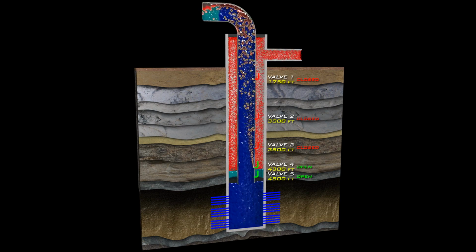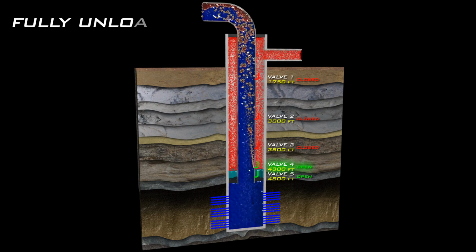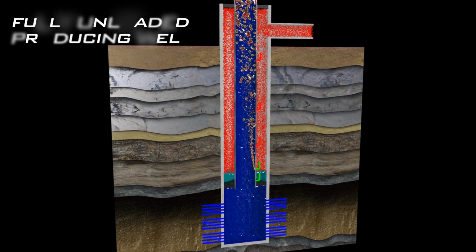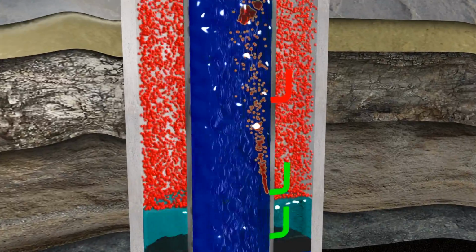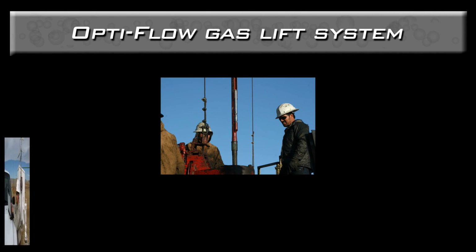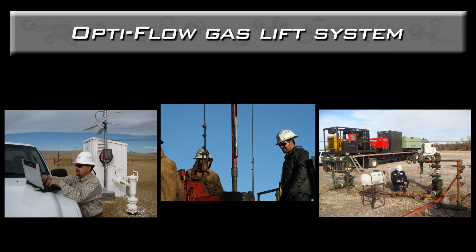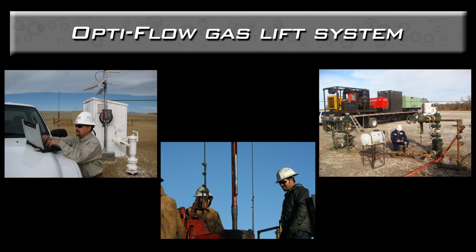The valve at the point of injection remains open, as does the submerged valve below it. Fluids can continuously unload through these valves, and the well is able to flow at its optimal rate. The Opti-Flow gas lift system from PCS is an extremely flexible artificial lift solution that can adapt to the flowing conditions throughout the well's lifespan.